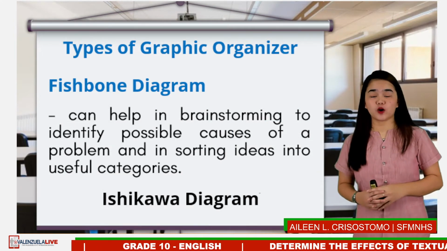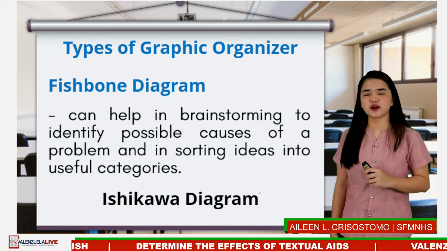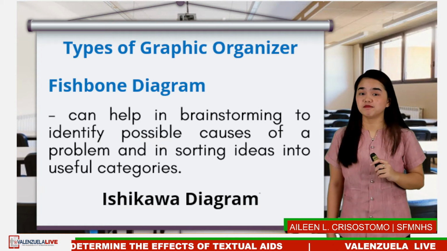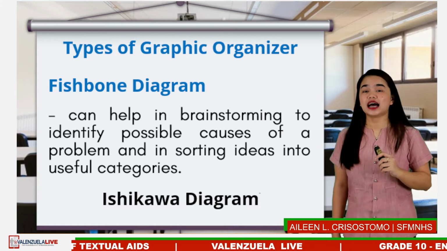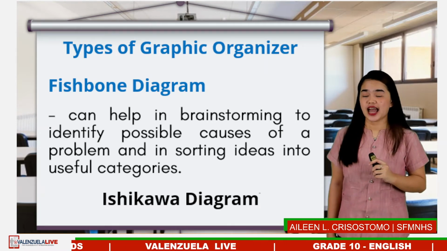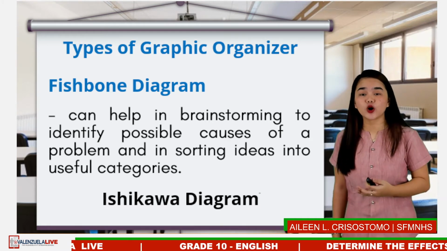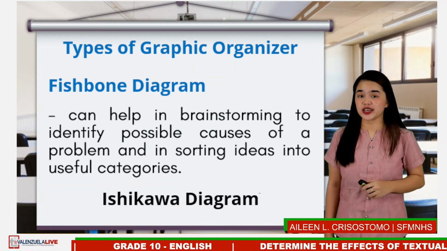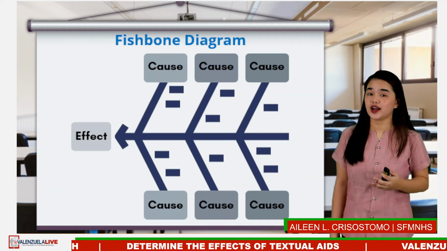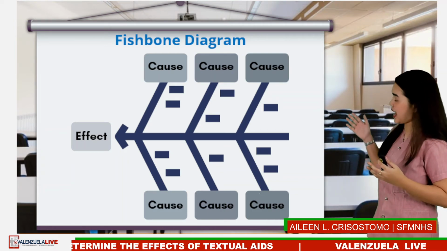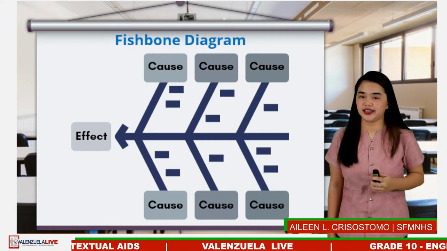Another example of graphic organizer is the fishbone diagram. Did you know that fishbone diagram is also called Ishikawa diagram? It is created in 1943 by Dr. Kaoru Ishikawa at the University of Tokyo. It can help in brainstorming to identify possible causes of a problem and in sorting ideas into useful categories. You would notice that the diagram looks just like a fish's skeleton with the effect or problem at its head and the causes for the problem feeding into the spine.